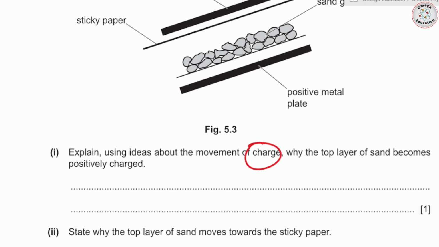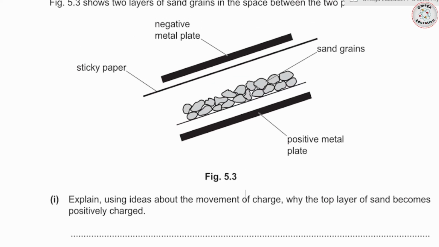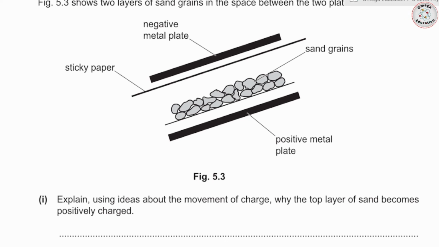They might have said movement of charge, but it has to be in terms of electrons only. Proton is also a charge, but we don't discuss anything in terms of proton. Why does the top layer of sand become positively charged? So what they are asking is why the top layer of the sand becomes positively charged. In every question in O level physics, if something is getting positively charged, it means electrons must be moving away from that. It must be losing the electrons. That's the only way it can have positive charge.